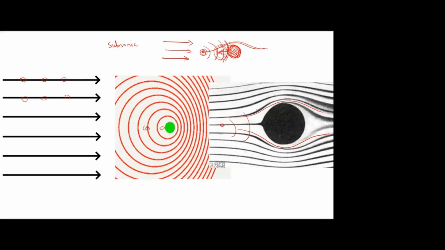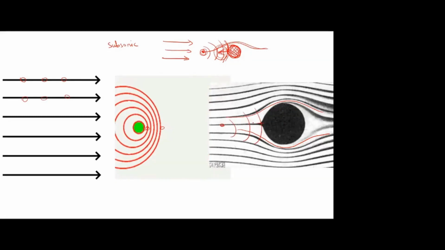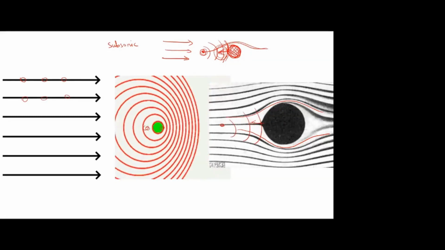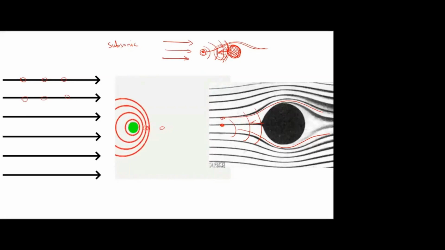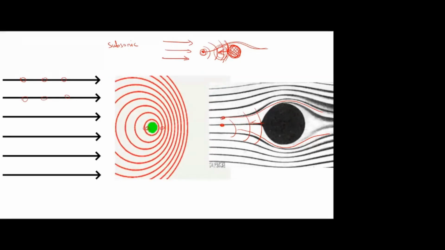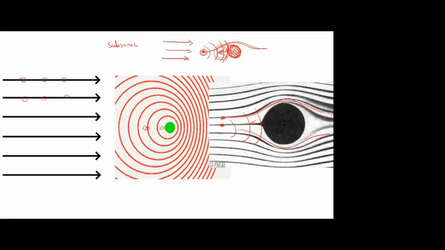So first the waves hit and are reflected back. Due to the disturbance created by the reflected waves, the particles adjust their path. It won't go straight. It adjusts and moves smoothly over the object. This is what happens in the subsonic flow.